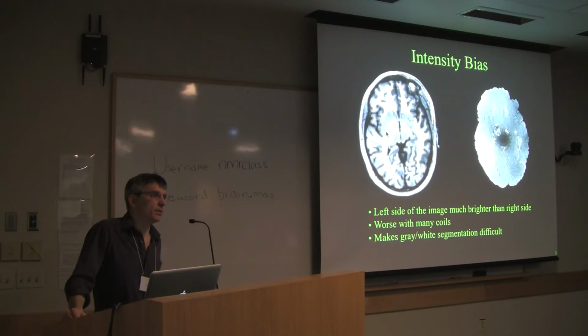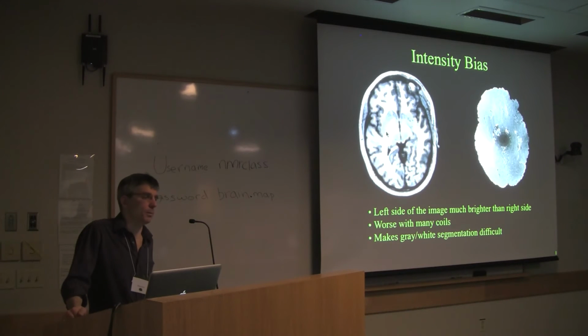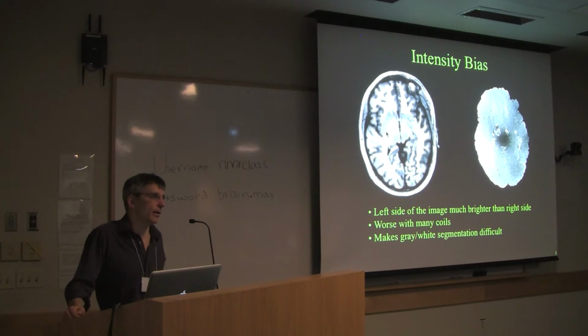And so when this happens, this causes all kinds of problems, because if you're trying to do segmentation, if you're saying that white matter is at this level, and everything at that level and below is declared to be white matter, and everything above that level is going to be gray matter, then this is going to cause a huge problem in your ability to segment.